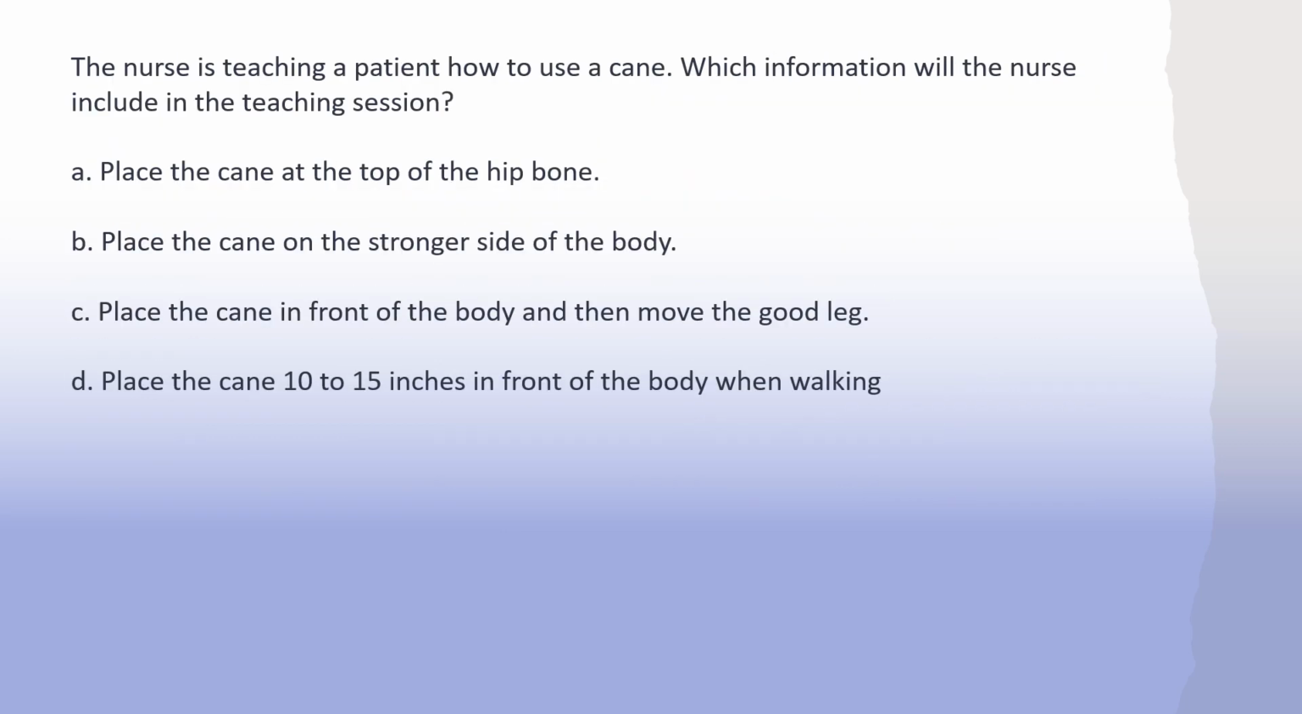The nurse is teaching a patient how to use a cane. Which information will the nurse include in the teaching session? A. Place the cane at the top of the hip bone. B. Place the cane on the stronger side of the body. C. Place the cane in front of the body and then move the good leg. D. Place the cane 10 to 15 inches in front of the body when walking.